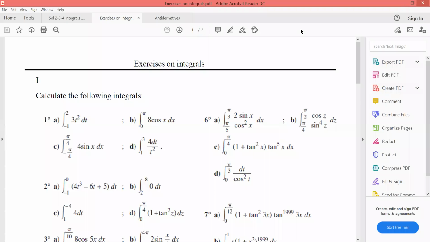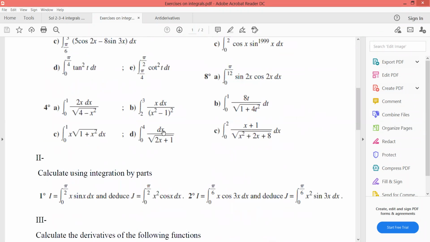Yeah. So we start with exercise 2. Integration by parts. Please, you have to pay attention. As I told you before, integration by parts is used whenever we have an integral of a product of two functions of different types.